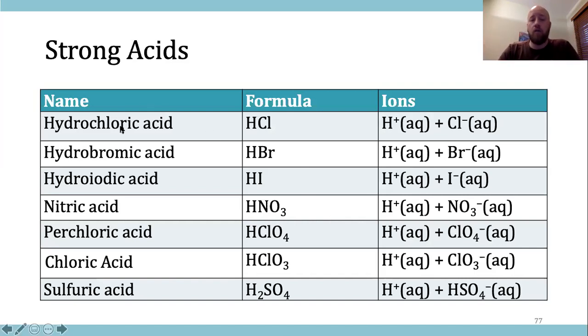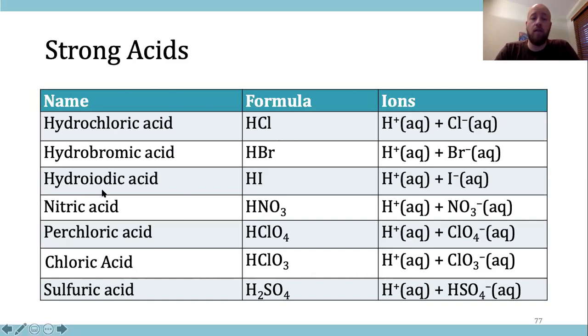So you have hydrochloric acid, hydrobromic acid, hydroiodic acid, nitric acid, perchloric acid, chloric acid, and sulfuric acid. Sometimes you'll see lists that don't have chloric acid on them. I include it in this list, but there are oftentimes lists that don't have chloric acid in there, but in this case, it is included here. So the questions that come from this are identifying which ones are strong acids. Well, guess what? These are the only ones.